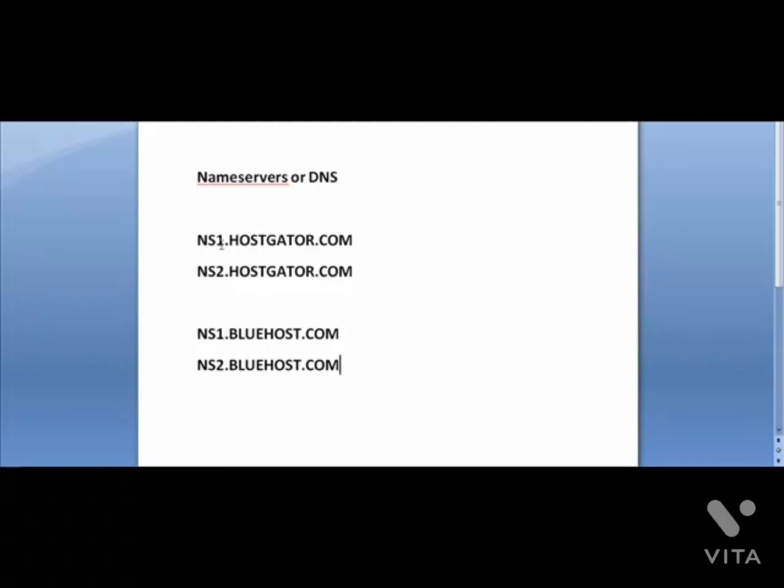They may not all say NS1 and NS2. One might say NS and then have several numbers. Another one might say NS and then have several other numbers as well. But you're always going to have 2 of them.